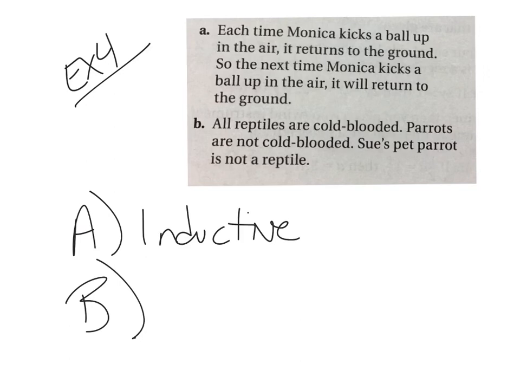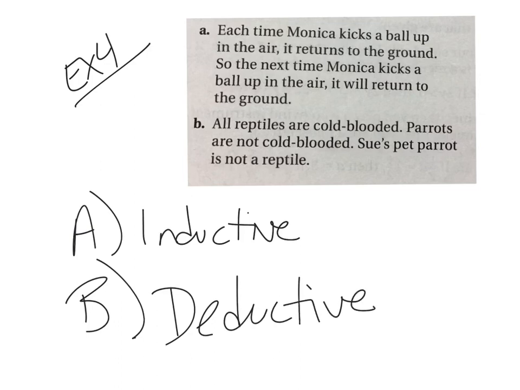B, all reptiles are cold-blooded. Parrots are not cold-blooded. Sue's pet parrot is not a reptile. So this is not a pattern, it's a fact, right? So we used a hypothesis and the conclusion, used that conclusion to form a new hypothesis to give me a new conclusion. So that's what you do when you find deductive reasoning. Okay? All right, so you're going to do numbers 4 through 14.